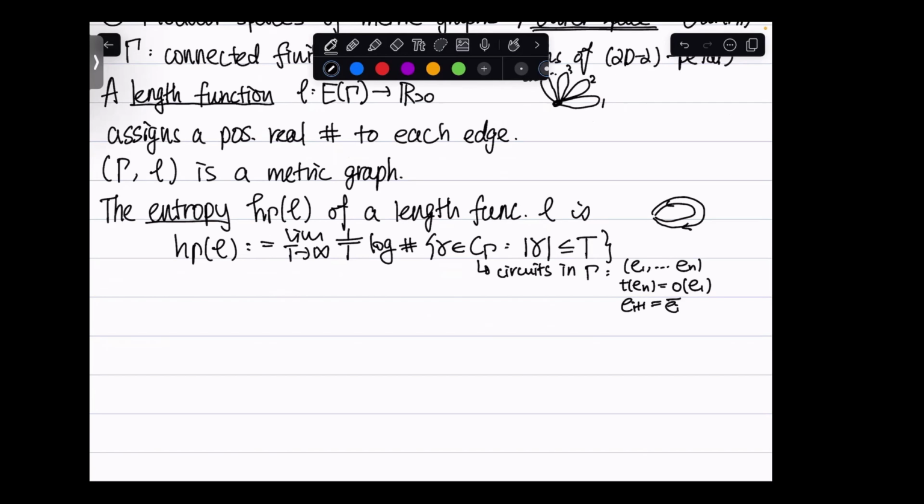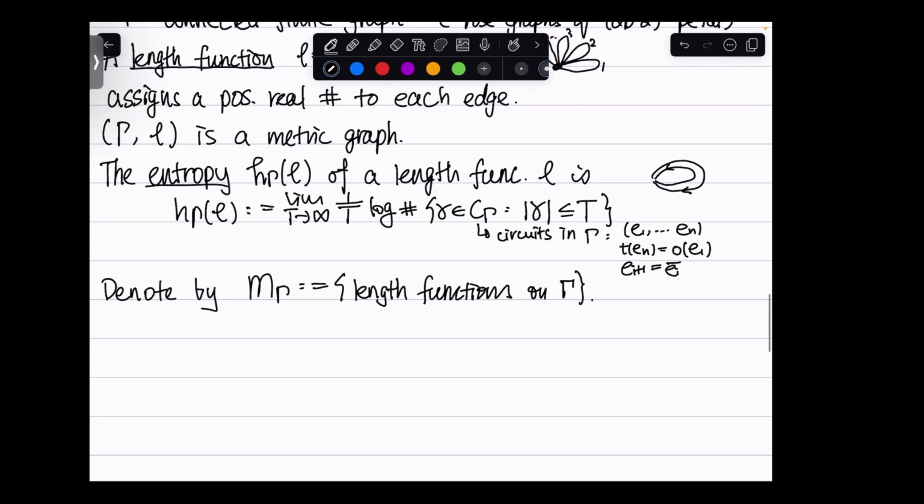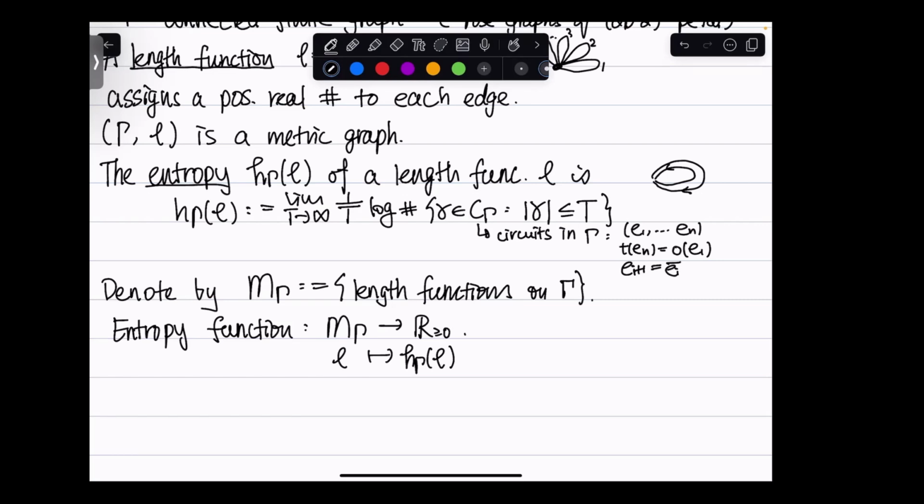Now, if I denote by M_gamma the collection of length functions on gamma, you can think of this as basically a Teichmuller space on gamma. The graph is something topological, and now I want to put all the geometries on gamma. So now I obtain an entropy function on this space M_gamma. This is a function from M_gamma to R, where I take a length function and map it to its entropy, and I think it's just greater than or equal to 0.